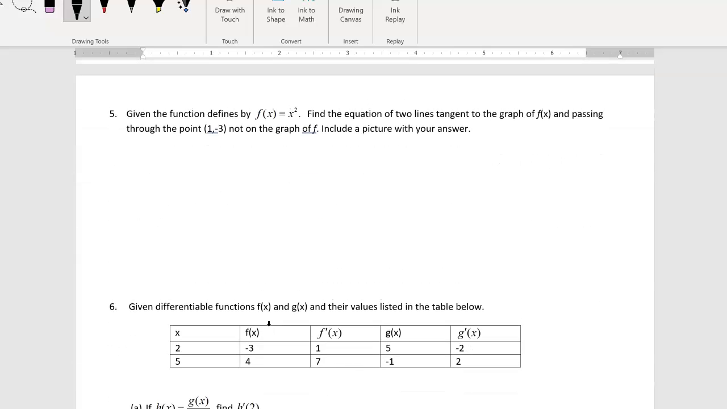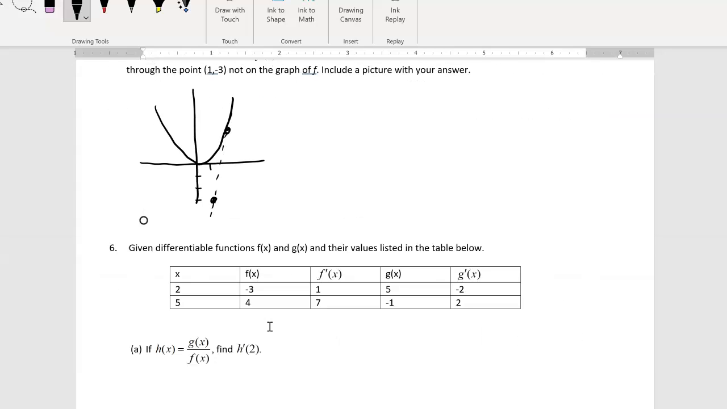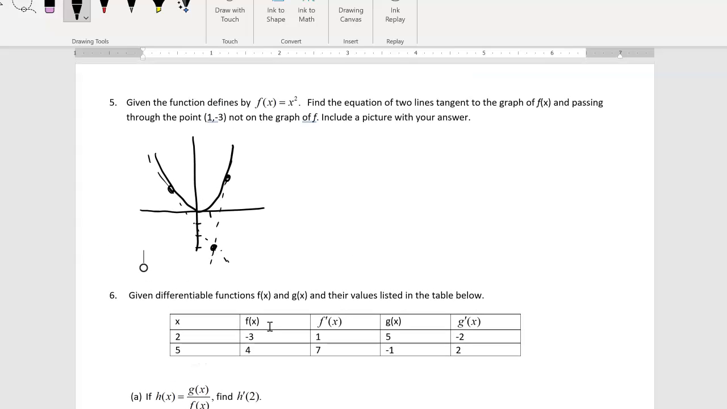5, the bonus. So the reason I said to draw a sketch was only so hopefully it would give you some idea what you were doing. Some of you, I think it helped, others not so much. But there's our point that's not on the curve. It looks like we're going to have a tangent line going here, and one coming in there. So, you know, the fact that I said find the equation of 2 lines, I wanted you to see why you were getting 2 lines.